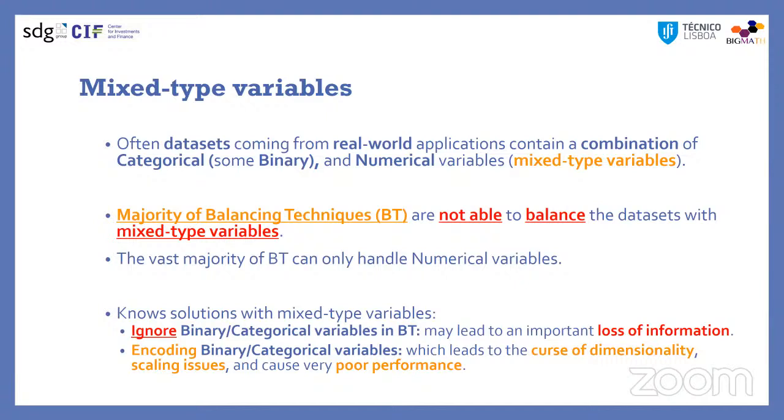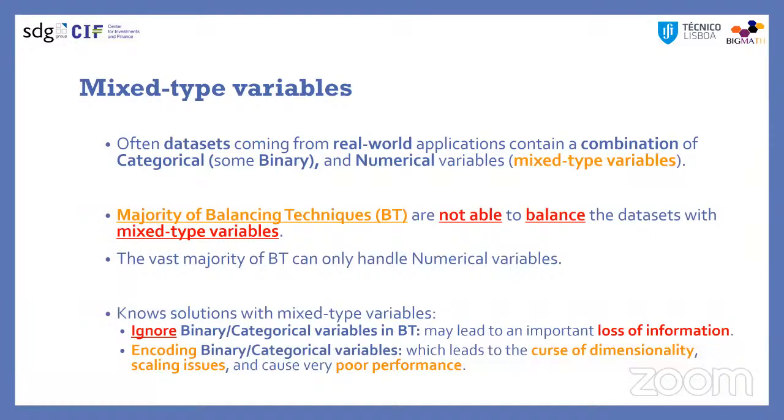When the data does have mixed type variables, the solution in the area is to first, for example, ignore the categorical variables and then apply the balancing technique. But this leads to loss of information. We know that throwing away some part of the data that you have is not very pleasant, and is not a very good approach.